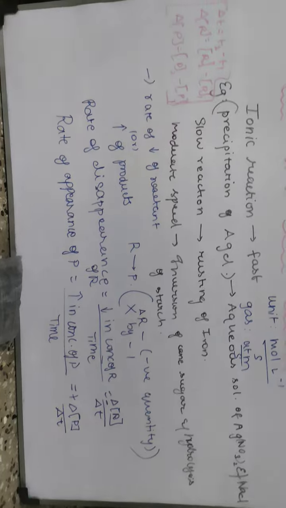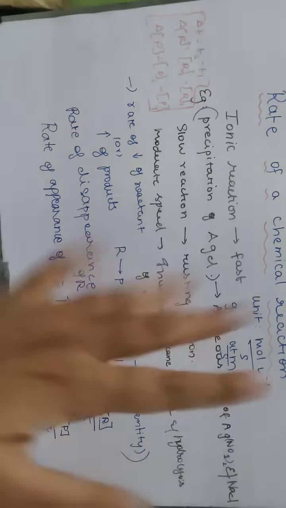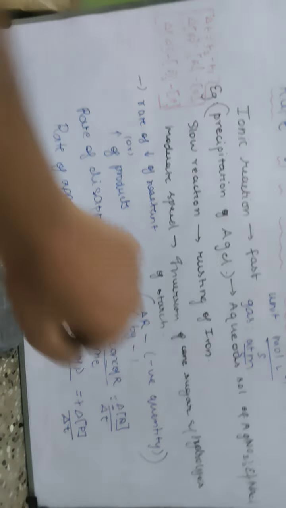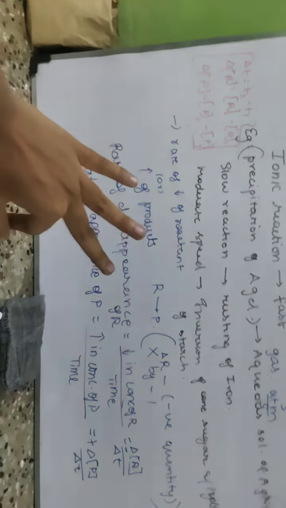And the next type is moderate speed. A moderate speed reaction is the inversion of cane sugar. That is, sugar can be inverted. So inversion of cane sugar is an example of a moderate speed reaction. A second example for moderate speed is hydrolysis of starch. Starch could be hydrolyzed, that is, broken down in the presence of water, H2O. Got it? These are the three types of reaction.